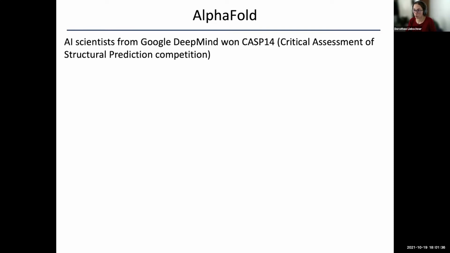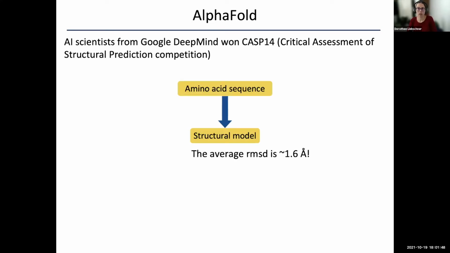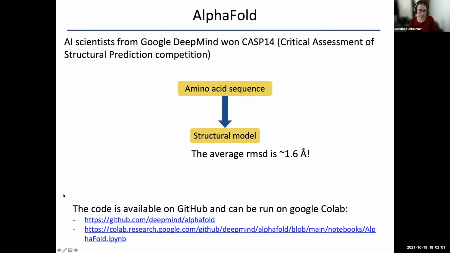It's a competition where people start with sequences and try to predict the structure. These AlphaFold models were incredibly good. The idea is that we start from the amino acid sequence and get a structure model. The average RMSD of these was about 1.6 angstrom. If you're interested, the code is actually available on GitHub now and can be run on Google Colab. Here are some links. I will make this presentation available so you don't have to write these down.